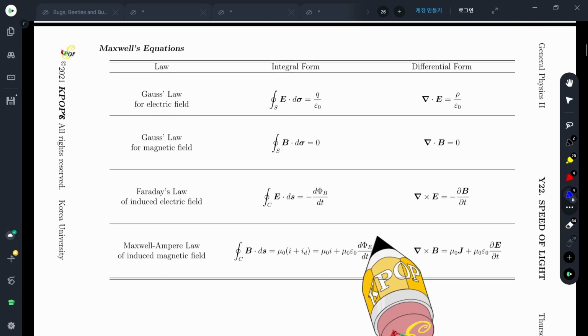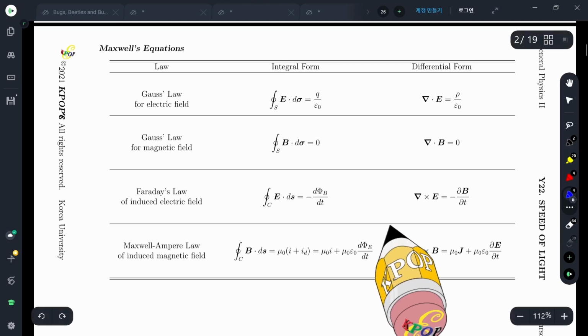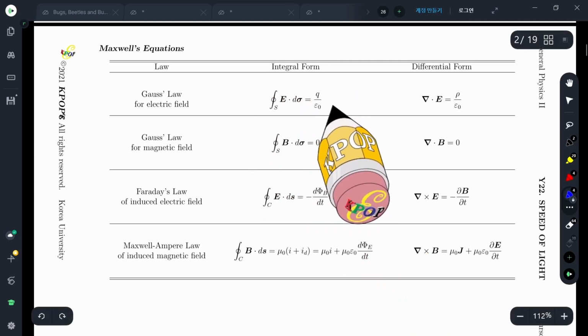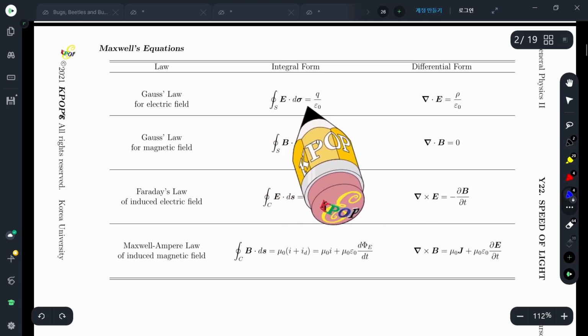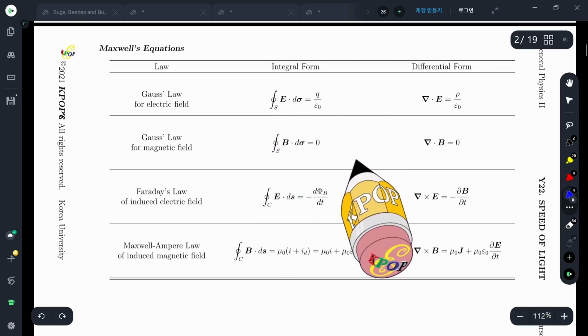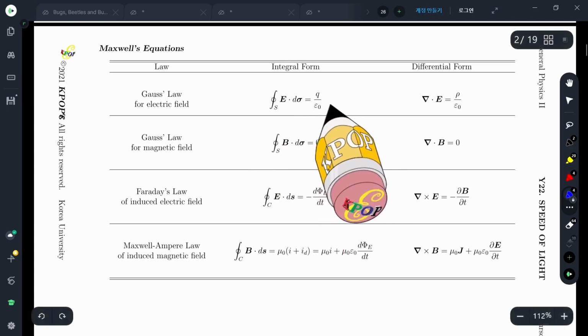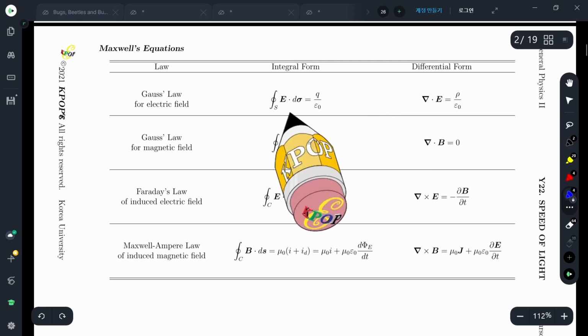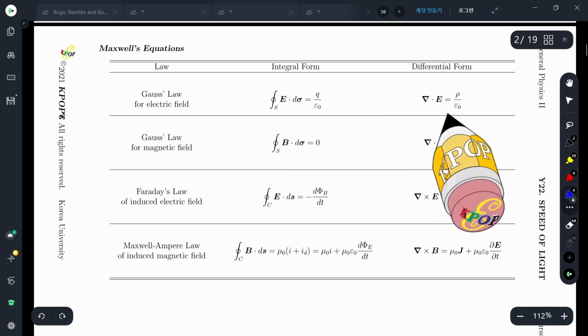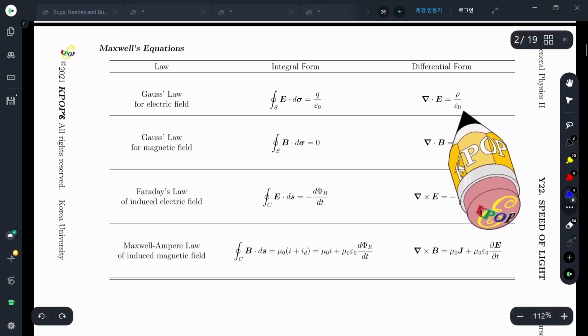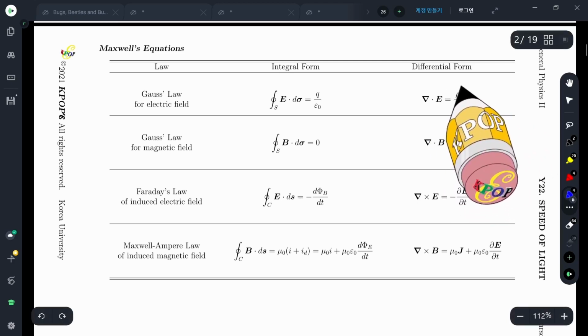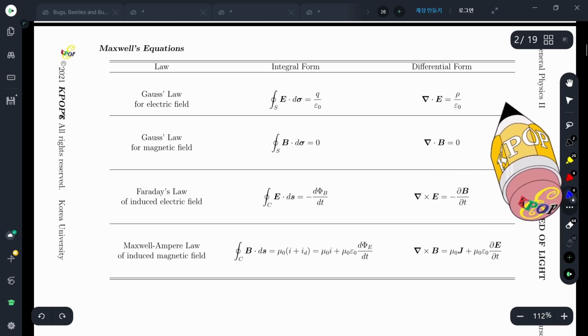We learned that the electromagnetic fields satisfy the wave equation. That wave equation is called Maxwell's equations. We first learned the integral forms of Gauss's law for the electric field and magnetic field. And by applying the divergence theorem, we were able to derive the differential form. The divergence of the electric field is proportional to the charge density per electric permittivity of vacuum.